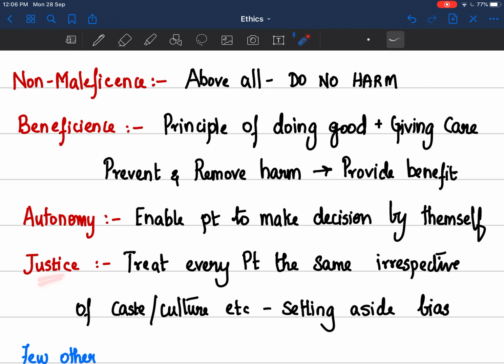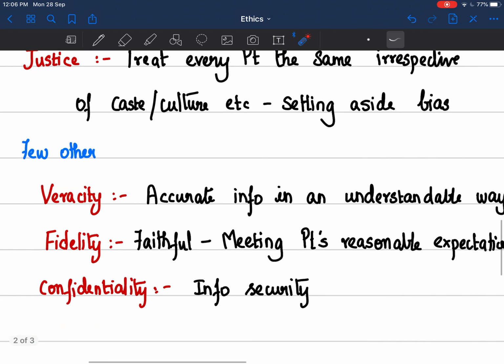Justice is you treating every patient the same irrespective of the patient's caste or culture. You may have your own bias, you may have your own restrictions or reservations about certain groups of people, but that should never interfere with you treating a patient, okay? Every patient is the same. They have come to you for treatment and that is all you are going to do.